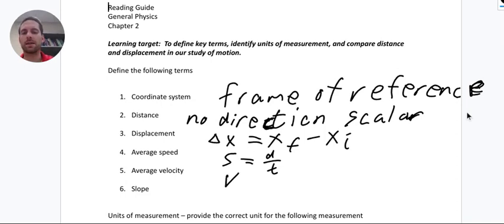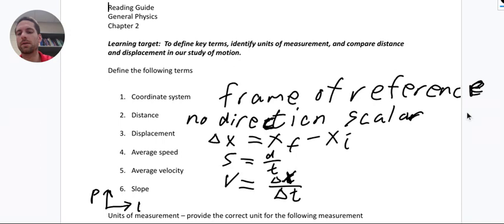Average velocity, same story, but this time around it's a displacement over a change in time. A slope, if you have a position versus time plot, your slope is going to be the velocity, as a change in position over change in time gives us the velocity. So m equals v for a position versus time plot.